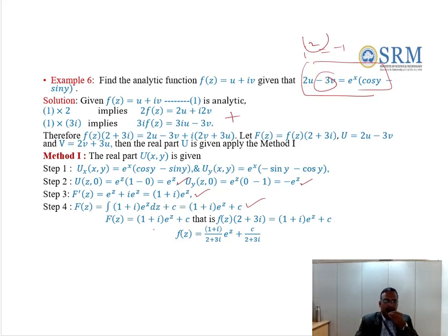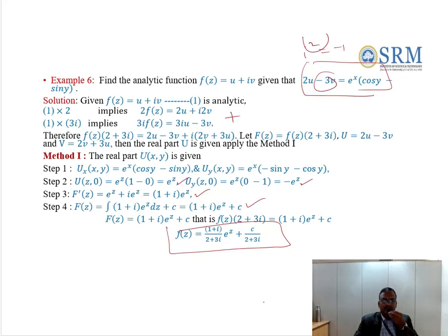So capital F of z is 1 plus i into e power z plus c, but we are looking for small f of z. What is the relation between capital F of z and small f of z? Capital F of z equal to small f of z into 2 plus 3i. Therefore your small f of z is 1 plus i divided by 2 plus 3i into e power z plus c divided by 2 plus 3i. That is the required analytic function.